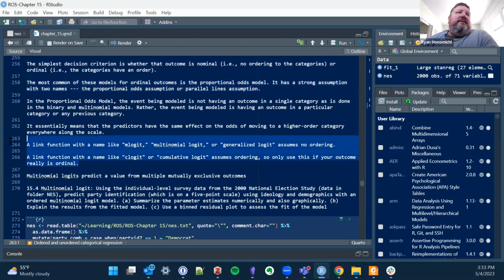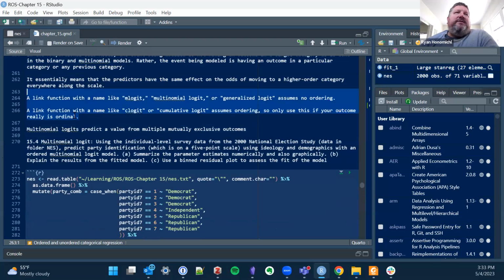One of the other things, it's sort of obvious, but if we were doing an unordered or multinomial regression, we would use the M-logit link function. But since we're doing ordered, we would use C-logit, or cumulative logit.